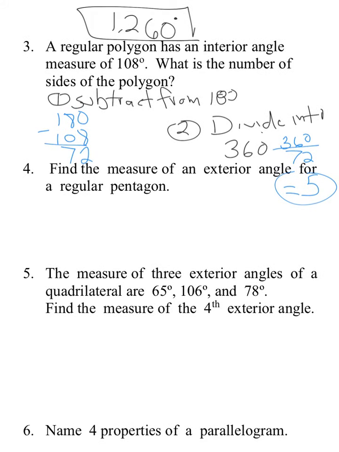Number 4, speaking of pentagon, find the measure of an exterior angle for a regular pentagon. So, like we said earlier, exterior angles, no matter how many sides, always add up to 360. If it's regular, they're all going to be the same, so divided by 5, 72.